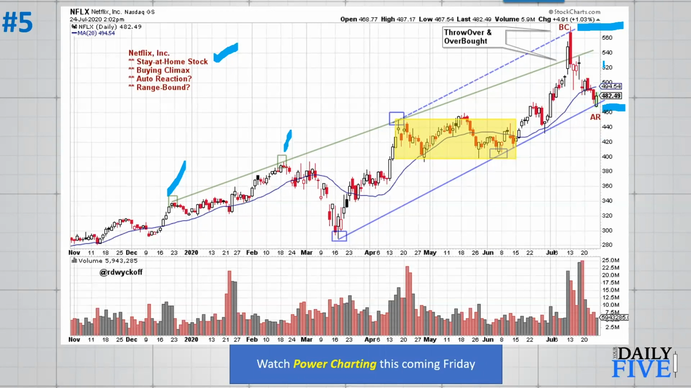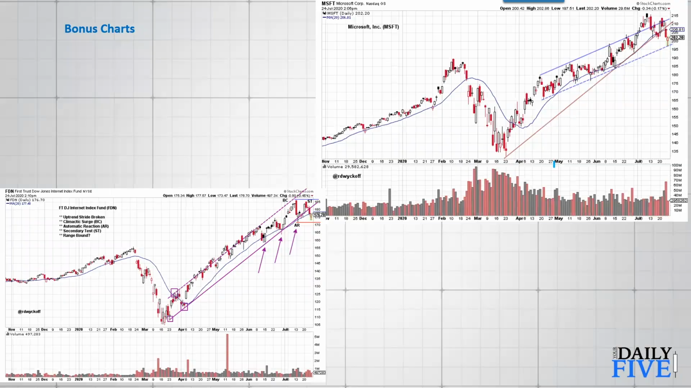to see whether or not Netflix can get back up towards this reverse use of trend lines, which has been in force for a really long time, and whether or not distribution is being formed. So Netflix is interesting, but we're not done yet. We have a bonus chart.